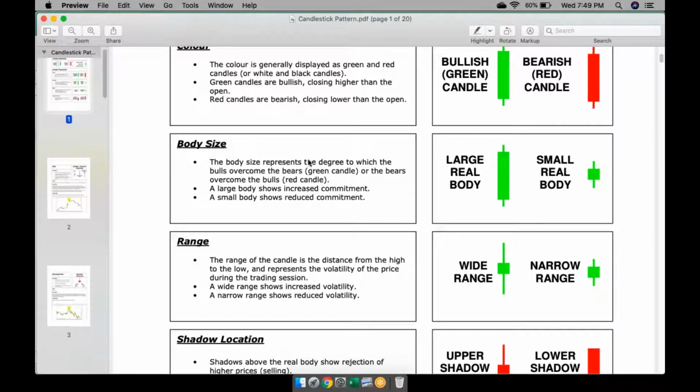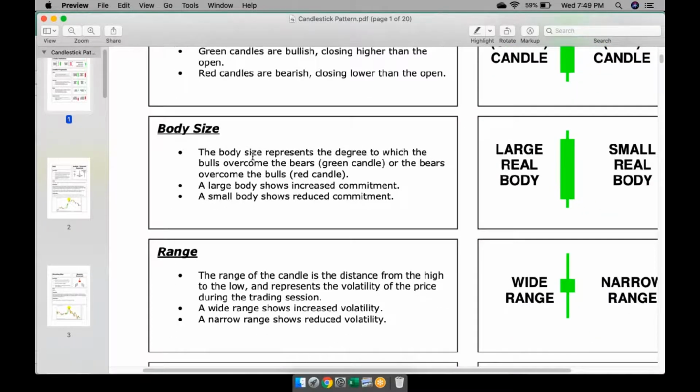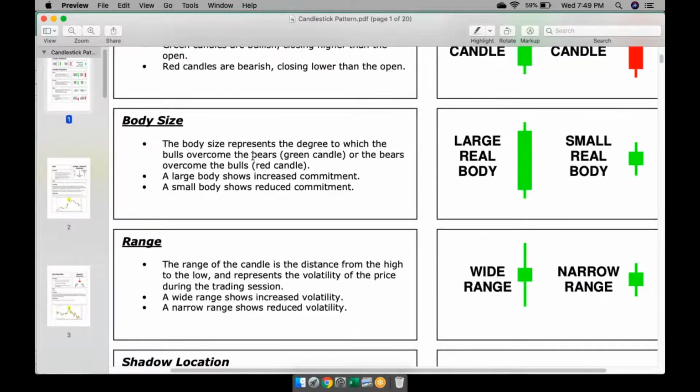Next, body size. Here we have to understand the difference between a tall person and a short person. If we see a very tall person, he can reach the ceiling, he can touch the fan very easily. If it's a short guy, then what? Like that we have to understand the different things.